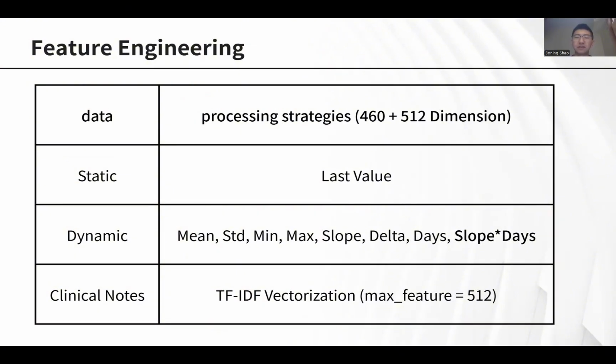Since the slope represents the speed of change and days represents the duration, multiplying them reveals the total magnitude of health change during the stay. This makes the feature much more interpretable and robust against different length of stay. Finally, for clinical notes, we applied TF-IDF vectorization to convert text into numerical features. Overall, our feature dimension is 972.